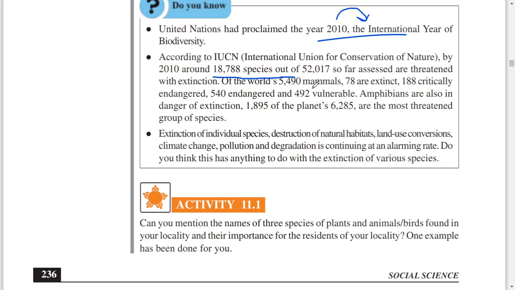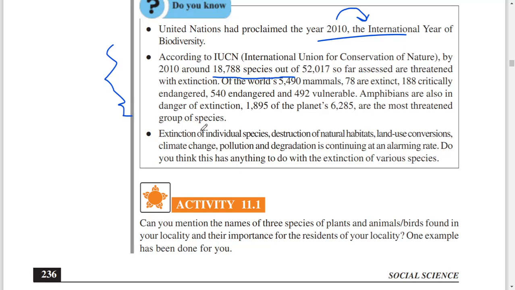Of the world's 5,490 mammals, 70 are extinct, 188 are critically endangered, 540 endangered and 592 vulnerable. Amphibians are also in danger of extinction. What are amphibians called? Those animals that can survive in water and land are called amphibians. They are among the most threatened groups of species. These are some data which we have to remember.